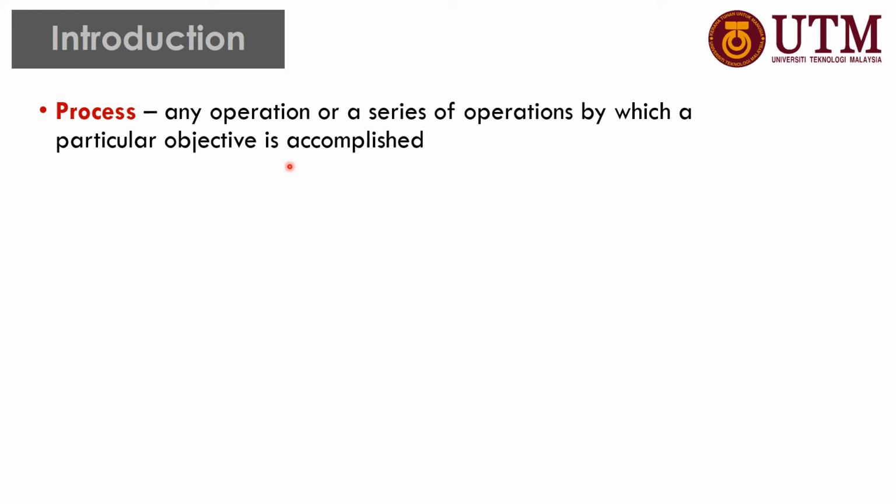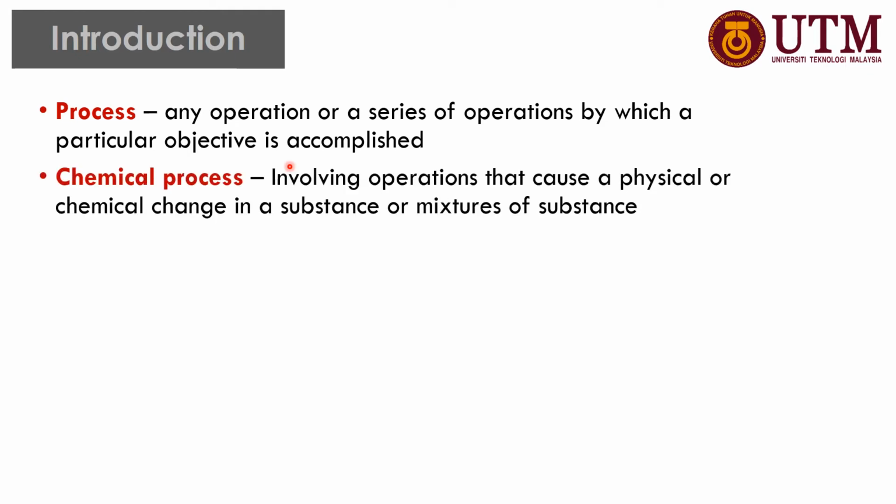Okay, so in this module, we are talking about chemical process. So what is chemical process or chemical processes? Chemical processes are operations that involve change in the physical and chemical behavior or characteristic of the substance or mixture of the substance. Okay, so that is chemical process, which involves operations that cause a physical or chemical change in a substance or mixtures of substance. All right, so that is the definition of chemical process.